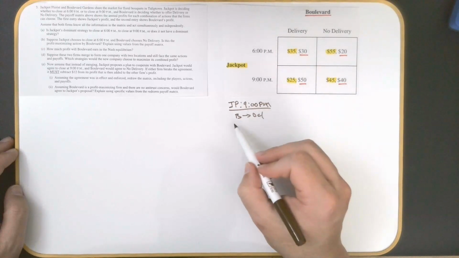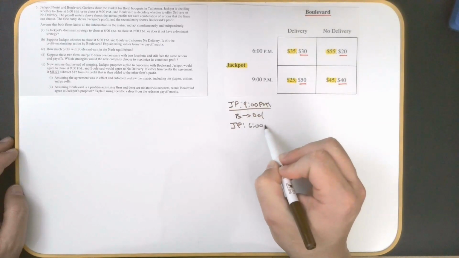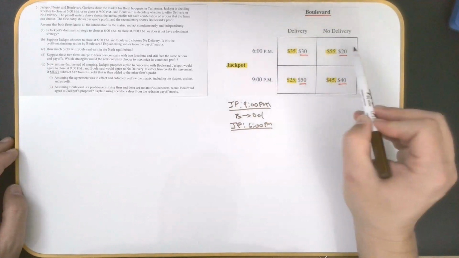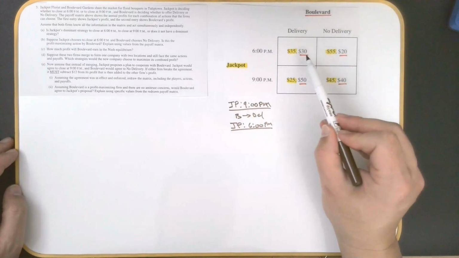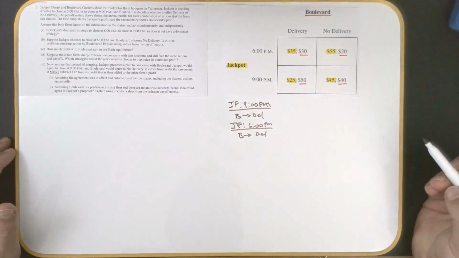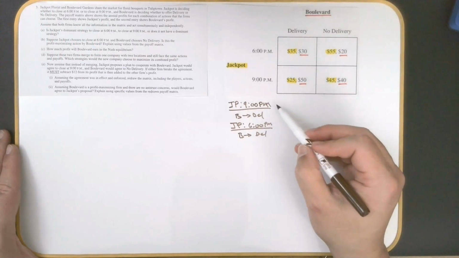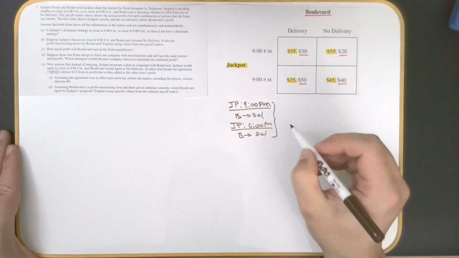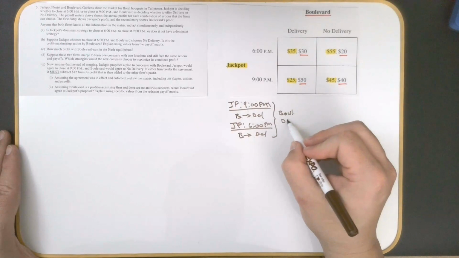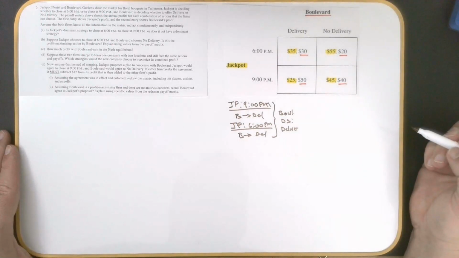Okay. So next, what happens if Jackpot closes at 6 p.m.? Let's force them to make a decision and see what Boulevard will do. So now let's go up here. If Jackpot closes at 6 instead, what's better for Boulevard, $30 or $20? $30. So it looks like Boulevard will deliver. Well, there you have it right there. Boulevard has a dominant strategy. Regardless of what Jackpot does, Boulevard's going to deliver. So my conclusion right here is Boulevard has a dominant strategy, and their dominant strategy is to deliver. They're going to do that no matter what.